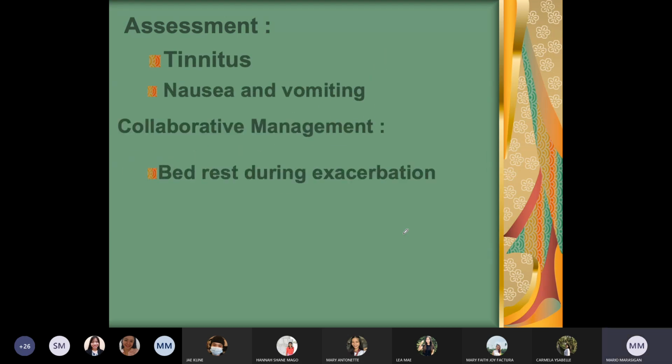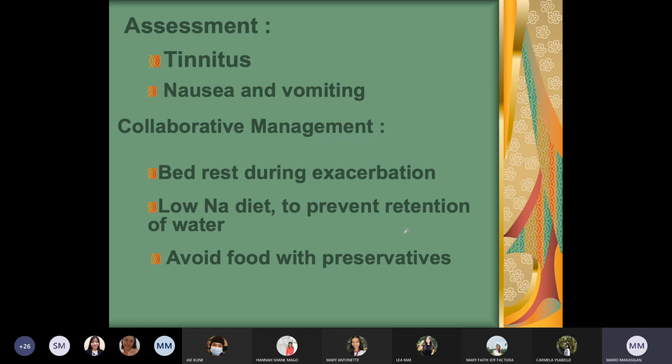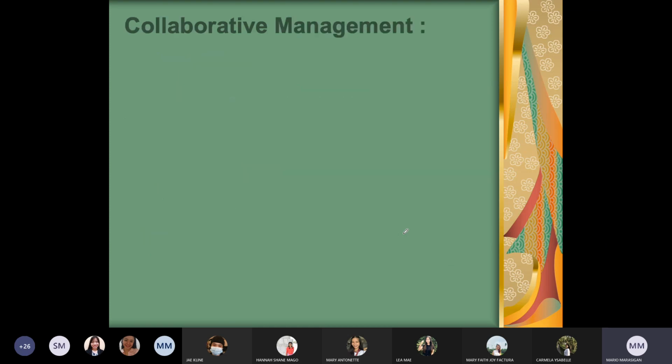For the management, bed rest during the attack, lalo na in severe attack. Okay? To reduce fluid, the endolymph fluid, you need to decrease sodium intake, low sodium diet, okay, to reduce or prevent retention of water. Avoid food with preservatives. We know that most preservative foods are high in sodium. So you need to avoid foods with preservatives.